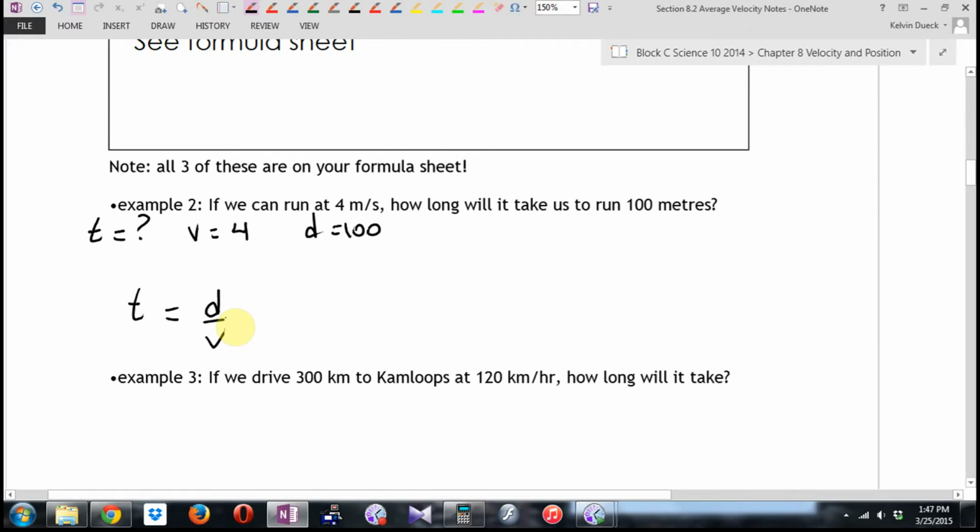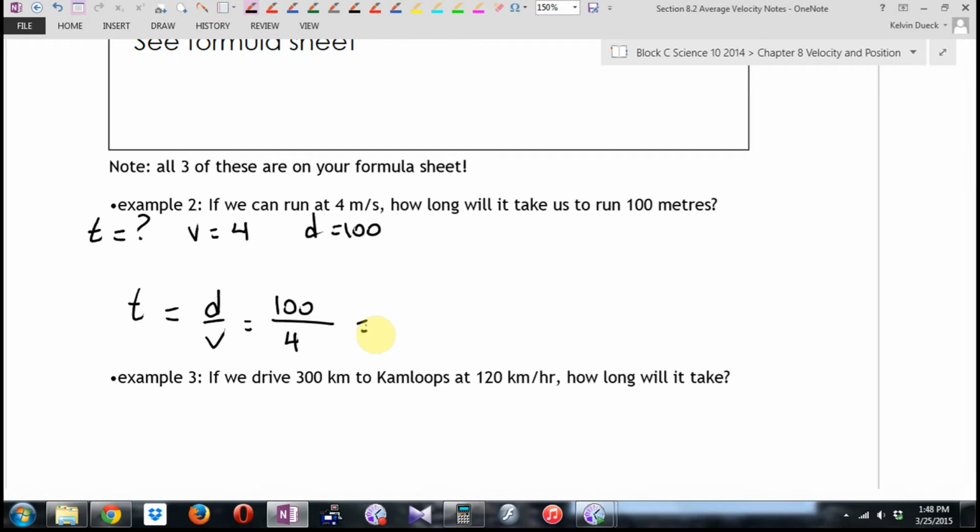You see how we found that, Sage? Okay, now it's plug and chug. 100 divided by 4. Holy smokes, I can do this in my head. If I can run at 4 meters per second, you know how long it's going to take me to run 100 meters?